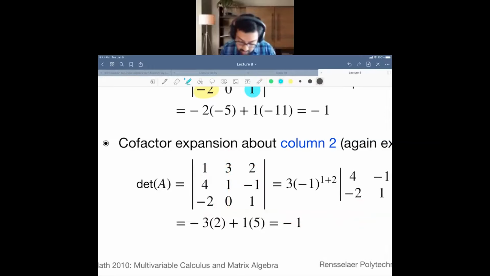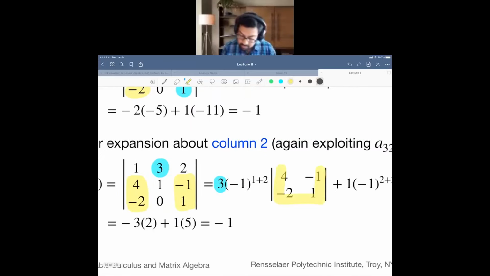Let me just point that out. Because of this 3, you've got that 3. And then the, let me use a different color here. Maybe I use yellow. So the corresponding minor is highlighted in yellow. That goes over here. Right. So you got negative 3, and you obviously have to take care of the sign. In this case, it is first row, second column, so 1 plus 2, and then determinant over there.